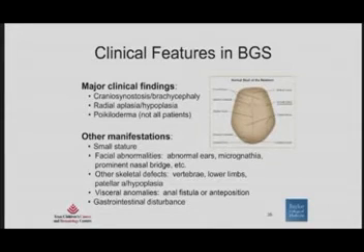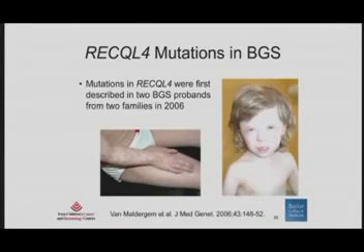The major clinical findings of Baller-Gerold syndrome are craniosynostosis, which is when the normal sutures of the skull prematurely fuse, as well as radial aplasia and hypoplasia and poikiloderma, although this is not seen in all patients. Baller-Gerold syndrome patients can also have many other manifestations as shown below. Mutations in the RECQL4 gene were first described in 2 Baller-Gerold syndrome patients from 2 families in 2006.